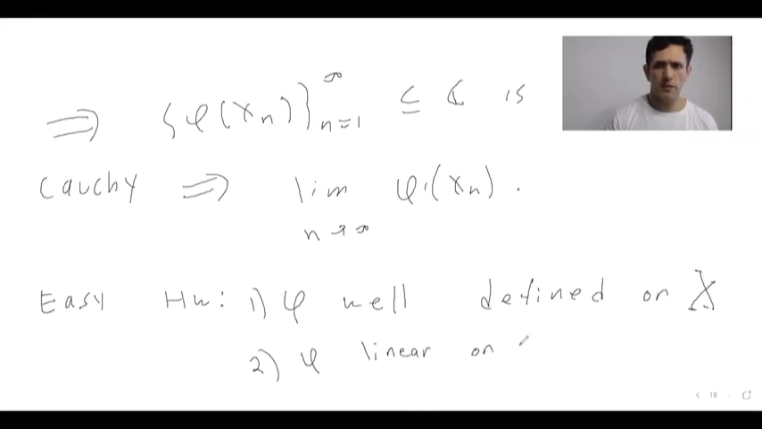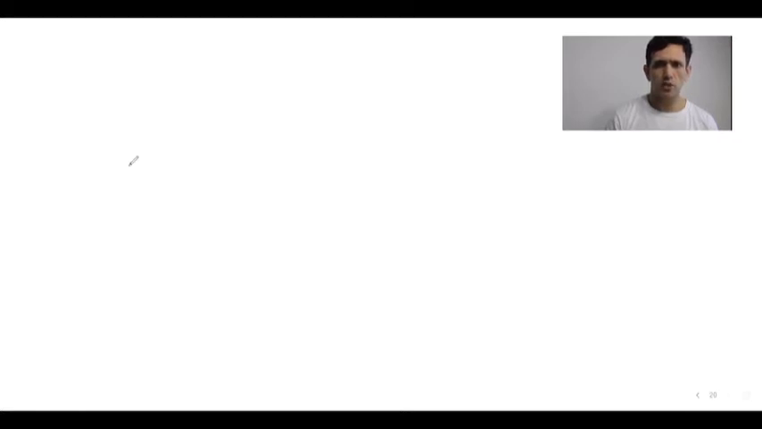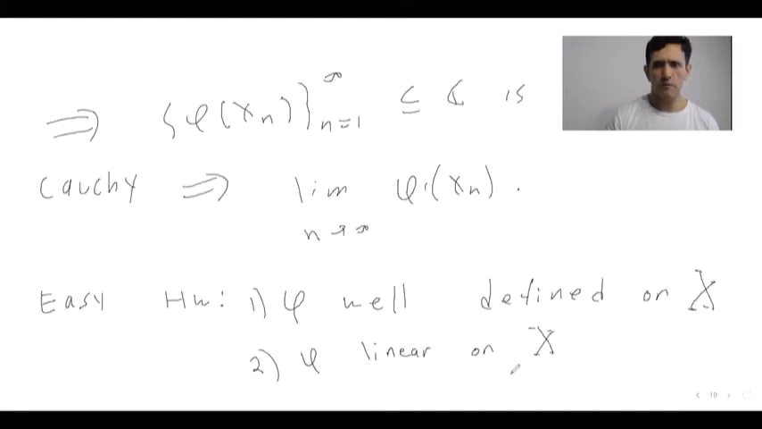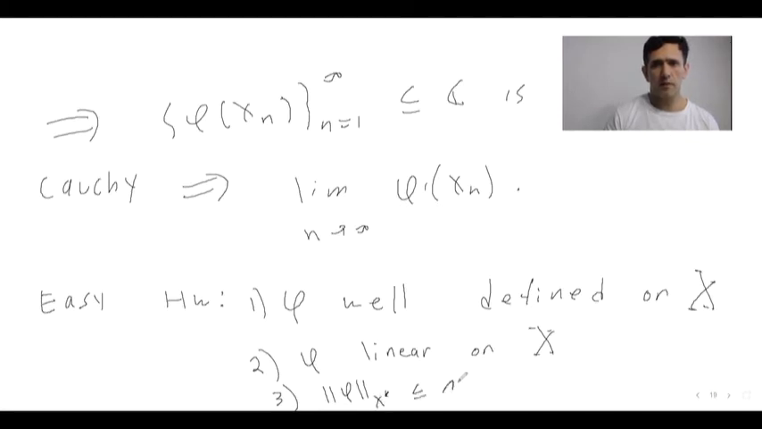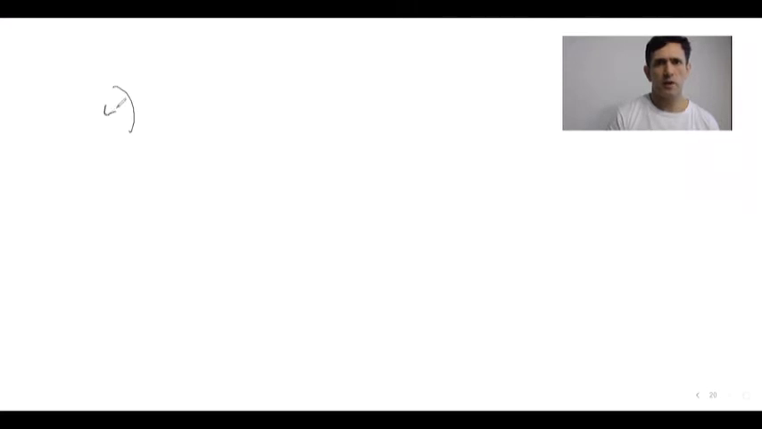Phi is linear on X. And I should say, basically by definition, because we have this bound for everything in the span of the x_n, particularly for stuff in this dense subset, this is clearly going to be bounded. So it's a bounded linear functional on X. What's not trivial, but not hard at all, is that we have convergence, and I'll collect this in a future homework, weak star.